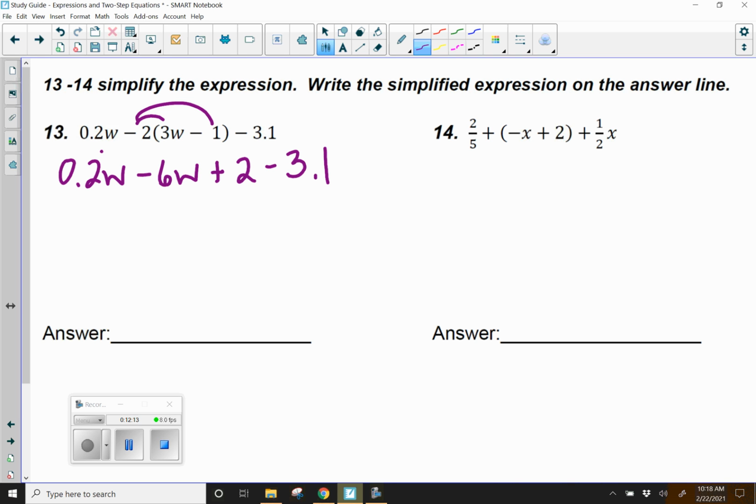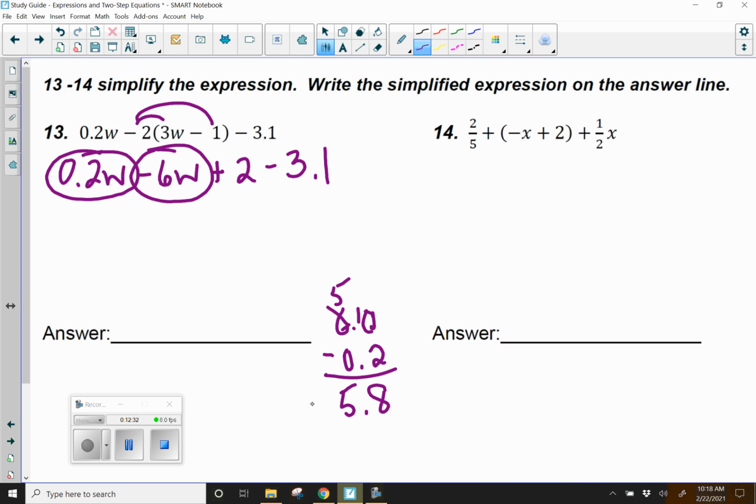I can combine my positive 0.2w and my negative 6w. So they're different signs, which means we're going to subtract. So 6 minus 0.2 leaves us with a negative 5.8w. And then here we have a positive 2 and a negative 3.1. So let's do that in red.